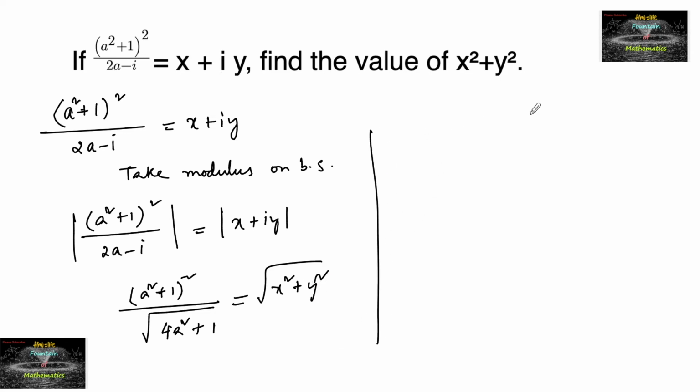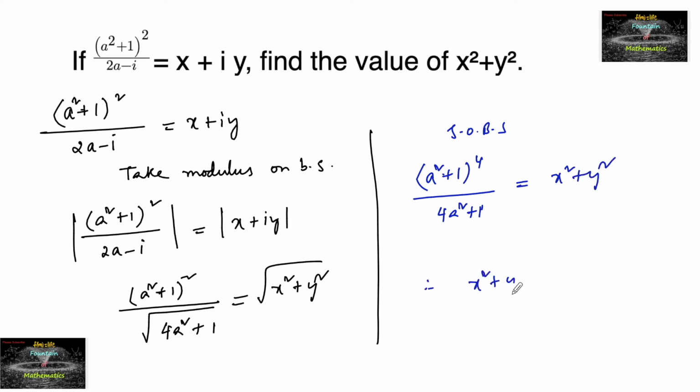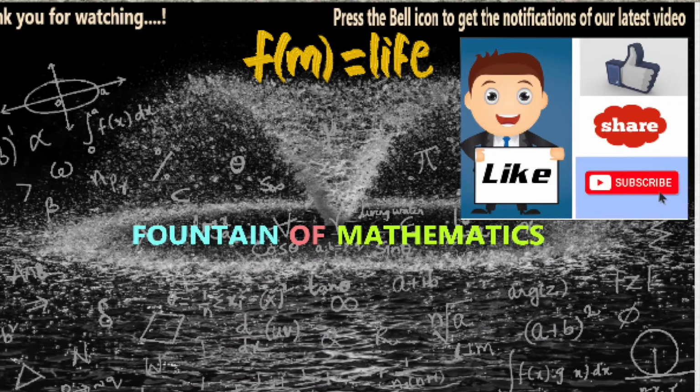Now squaring on both sides, we'll have (a square plus 1) whole power 4 upon 4a square plus 1, which equals x square plus y square. Therefore we can write x square plus y square is equal to (a square plus 1) whole power 4 upon 4a square plus 1. Okay, right. Thank you.